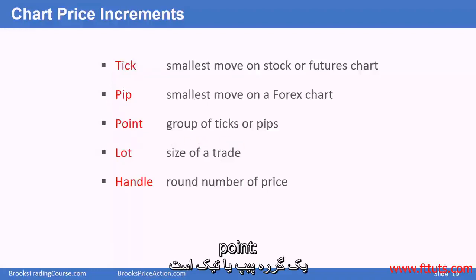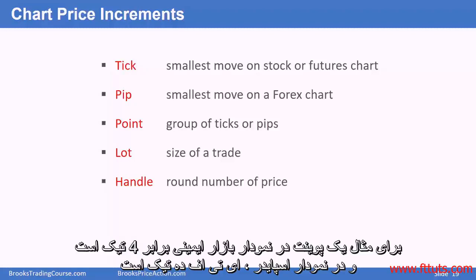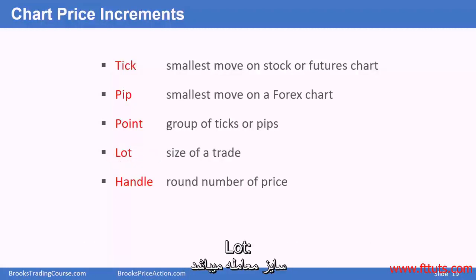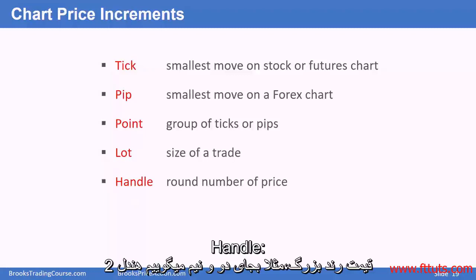A point is a group of ticks or pips. So for example, 1 point on the E-mini chart is 4 ticks. A corresponding move on the Spider SPY ETF chart is 10 ticks. You'll sometimes hear traders talk about the lot size. I traded 5 lots, which means you traded 5 contracts or 5 shares or 5 units or 5 something. And a handle is a big round number. So if the Spider is trading at 202.50, you would say it has a 202 handle on it.